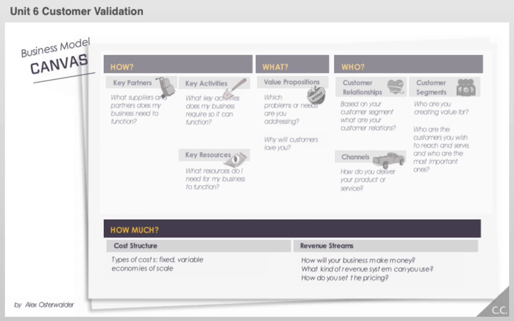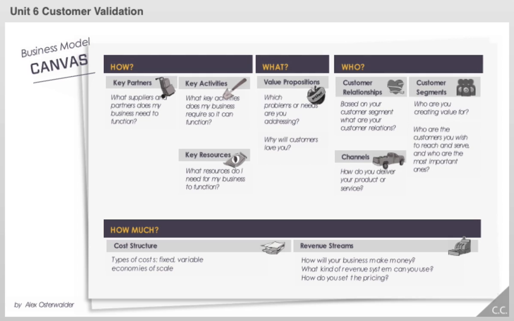The final block is at the bottom of the canvas, which deals with the how much. On the left side is the cost structure, which deals with the cost associated with all the internal functions. On the right is the revenue stream, which is associated with the external functions.